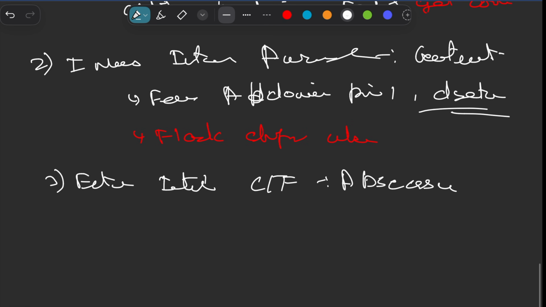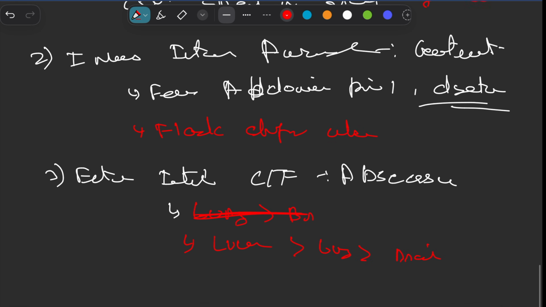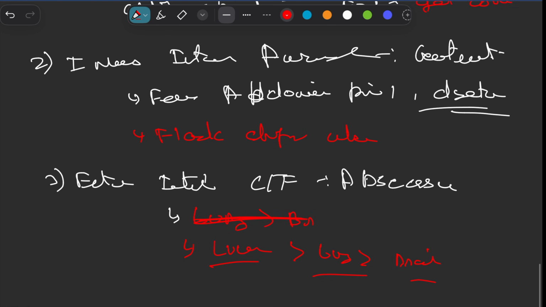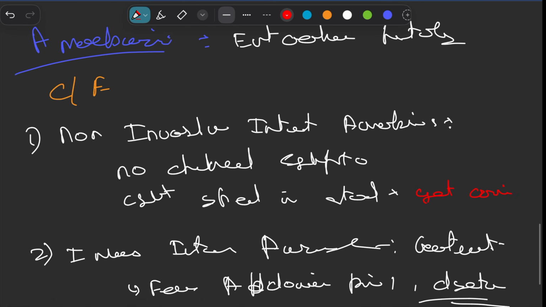Abscesses are seen in, this you need to remember, liver, lung, brain. Sorry, the order is wrong. Okay, most common is seen in liver, then lung, then in brain. Abscesses are an extraintestinal feature. This sometimes comes as a short note in university exams.